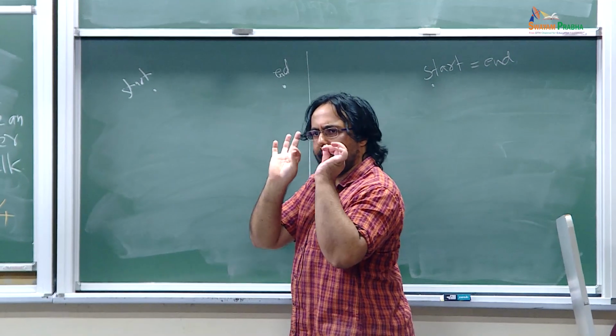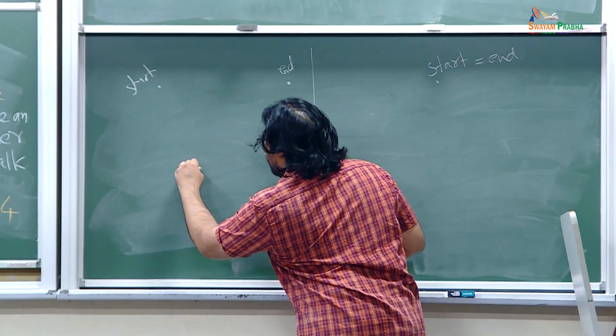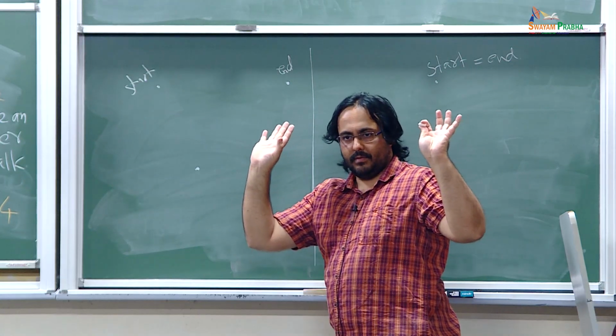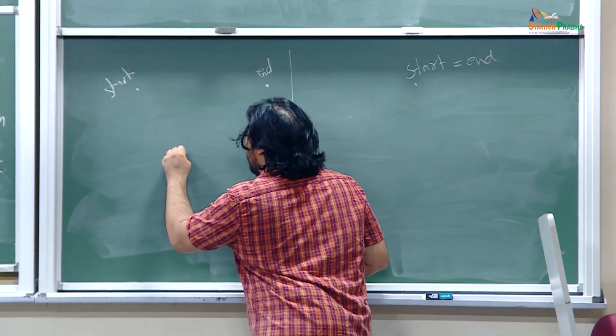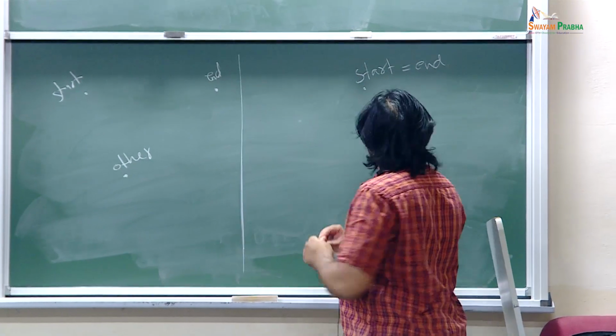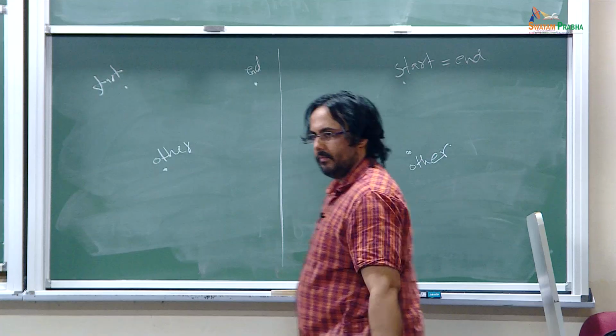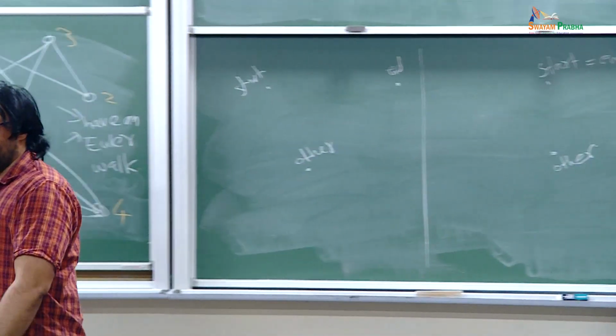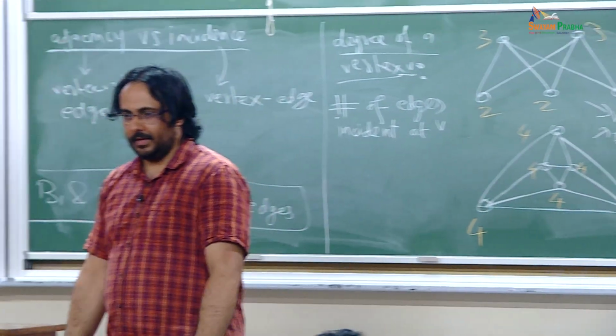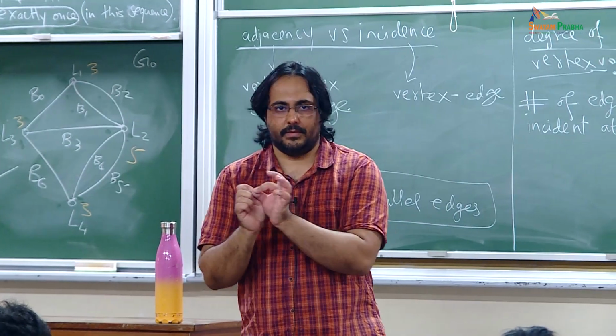So what I want you to think about is, let's not worry about these two cases. Think about some arbitrary vertex, some third vertex, and here also, think about some other vertex. Liberate yourself from the two cases. Just think about another vertex.